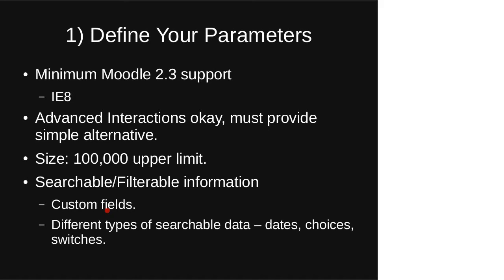We did have custom fields, so we did have to provide a way for the user to add fields and support fields that they've defined that we don't necessarily know about beforehand. And we did have different types of data. So we had not just plain text, but we had dates, choices, switches, and these types of data required their own kind of search interface or filter interface. You want to, for example, on a date, provide, say, a date picker or a calendar. And that makes it easier for the user to choose that information when they're trying to search through it.